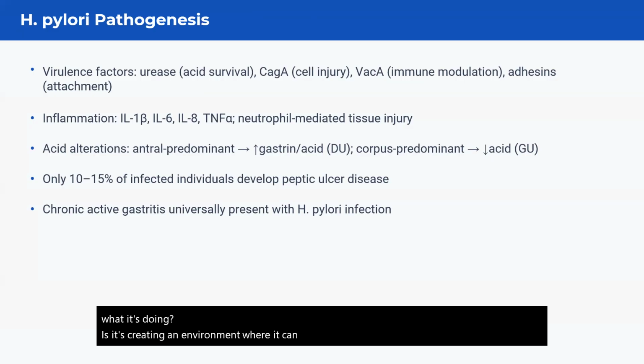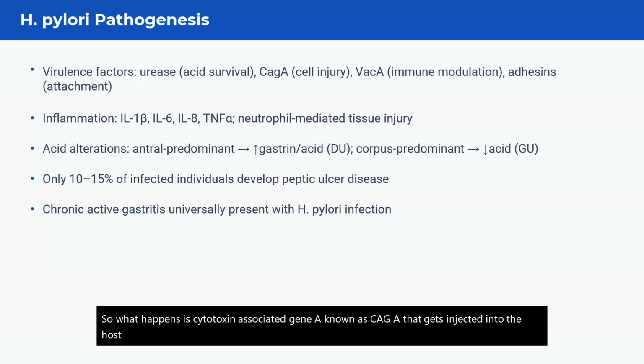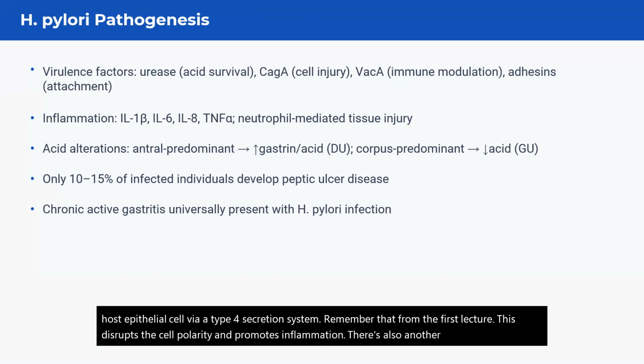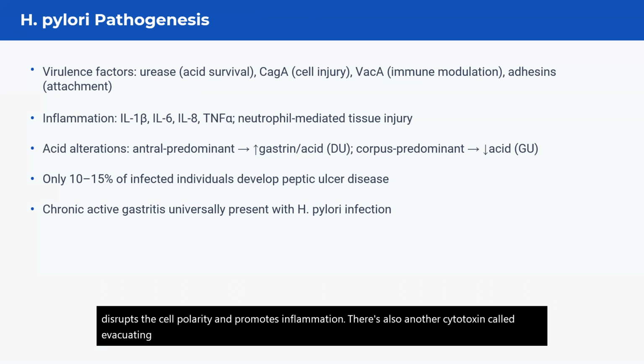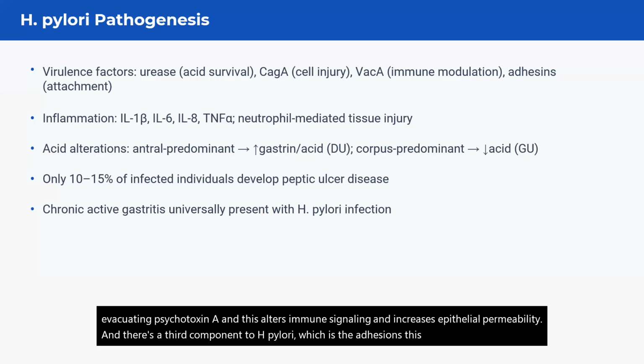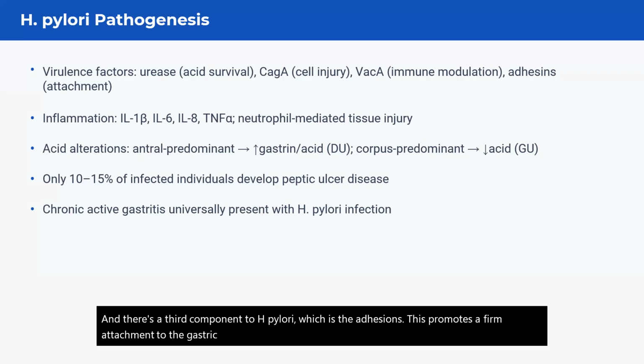So what happens is cytotoxin-associated gene A, known as CagA, gets injected into the host epithelial cell via a type 4 secretion system. Remember that from the first lecture. This disrupts the cell polarity and promotes inflammation. There's also another cytotoxin called vacuolating cytotoxin A, and this alters immune signaling and increases epithelial permeability. And there's a third component to H. pylori, which is the adhesins. This promotes a firm attachment to the gastric mucosa, resisting the mechanical clearance process.